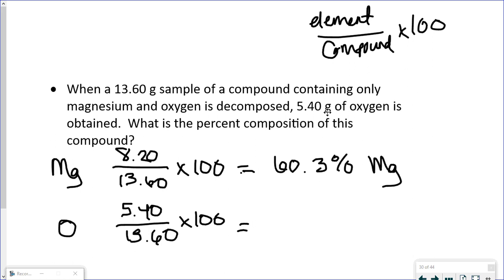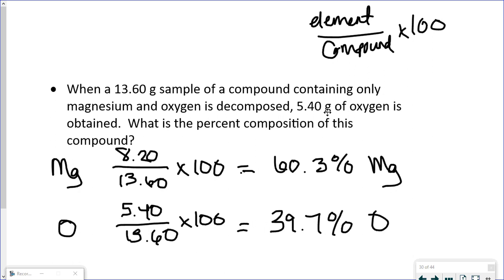And then do the same for oxygen. You can kind of guess what oxygen is, but it's always good to double check your math. That way you know if you plugged in a wrong number somewhere, they will not add up to equal 100. So if you do the 5.4 divided by 13.6 times 100, we get that the mass of oxygen is 39.7% of the compound.